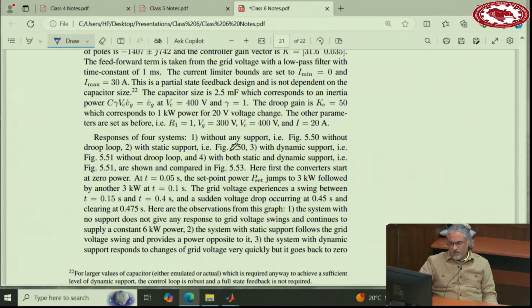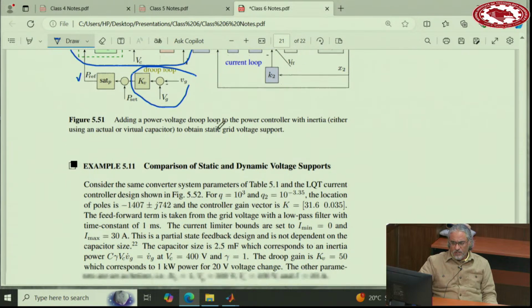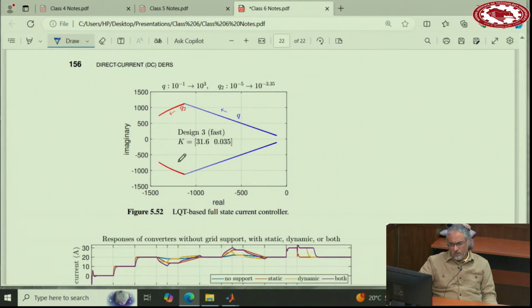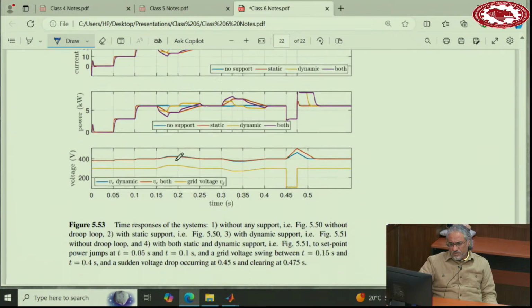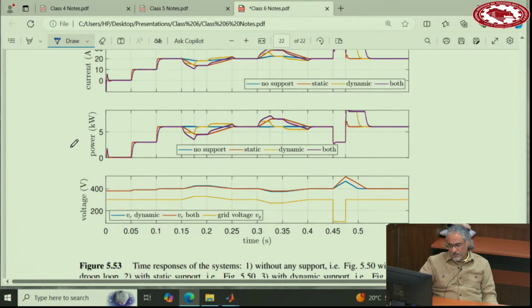And now this example compares these two supports. This is the current loop design without K3, only K1 and K2. This is the same design that we did before. And now this diagram, I'm going to explain a little bit, shows responses of the converters without grid support, with static, dynamic, and both. So there are 4 responses on one graph. Okay, one without any support, one only with static, one only with dynamic, and one with both of them together.